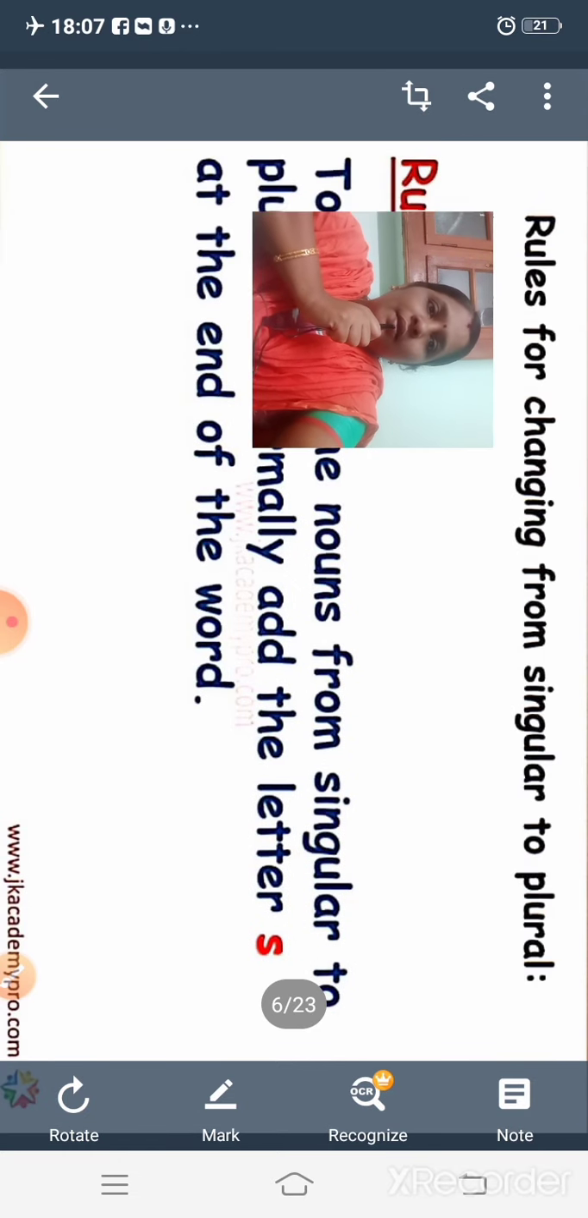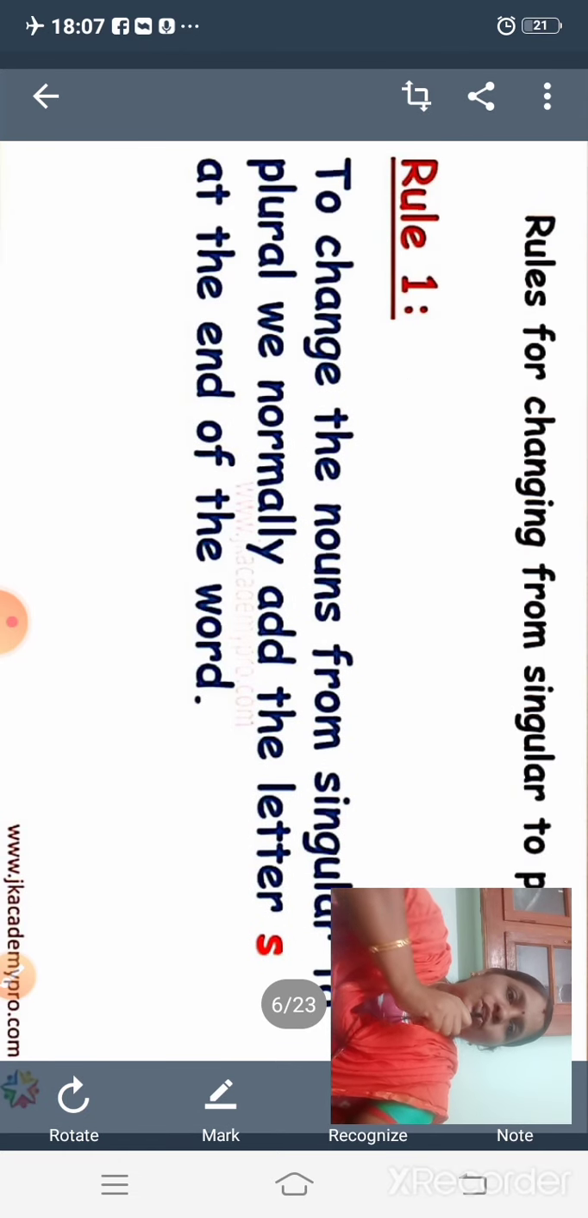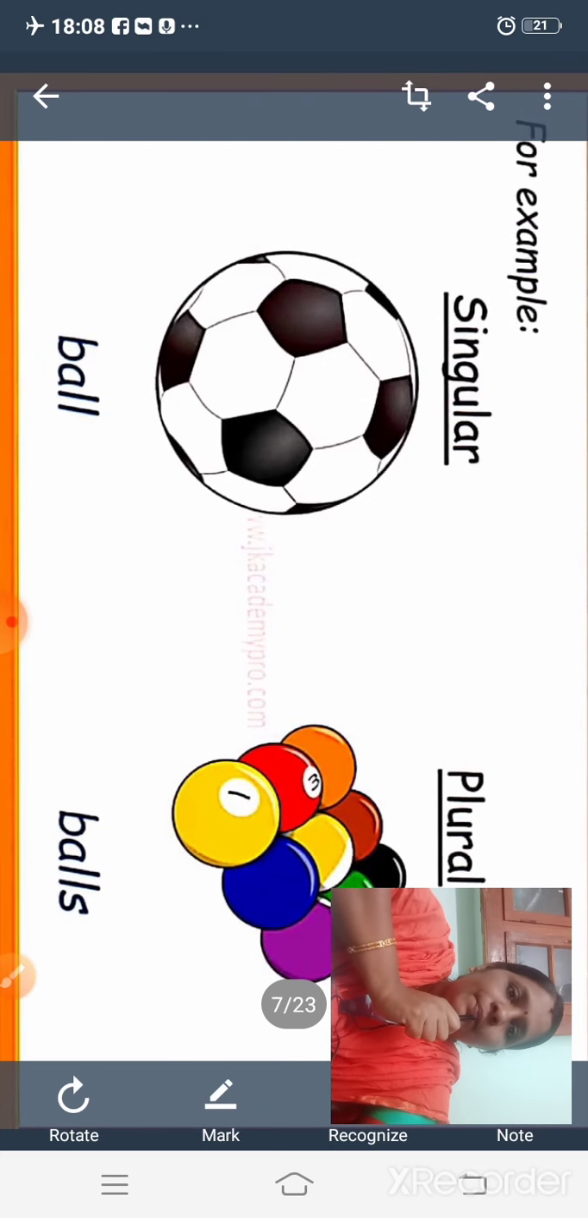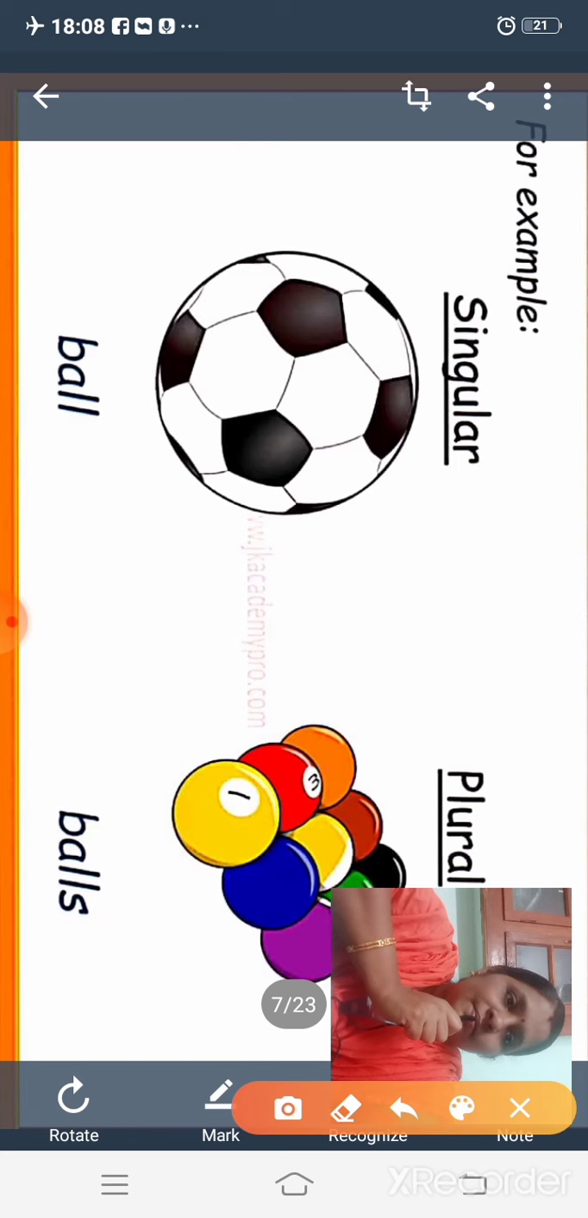Rule 1. Yes, to change nouns from singular to plural, we normally add the letter S at the end of the word. Which means if we want to change a singular noun to plural, we simply add S at the end of the word. I'll show you some examples. Look here. Ball, balls.